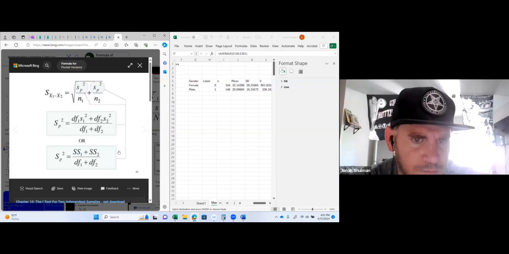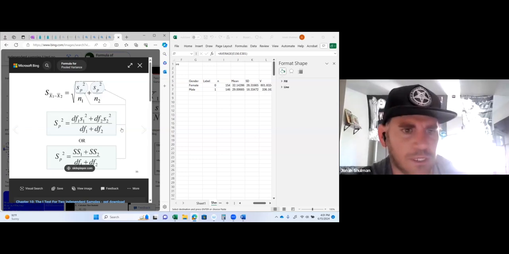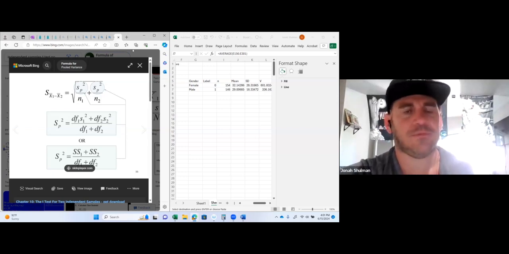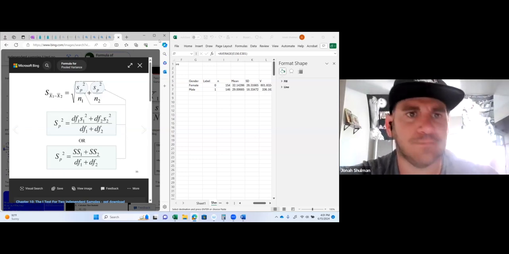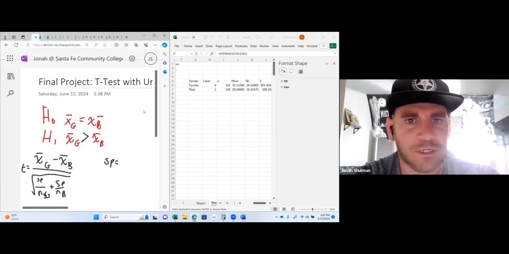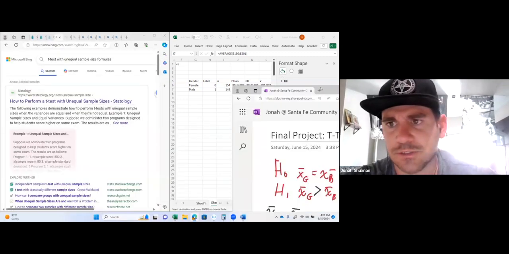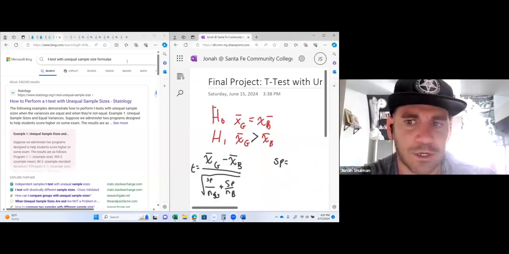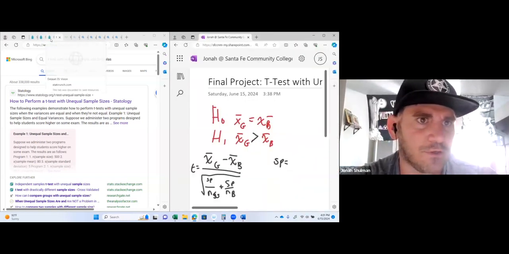Here we go. Degrees of freedom 1 times the variance of 1, plus degrees of freedom 2. Yeah, there we go. I like it. I knew I'd find a good picture. So here we go. We're going to use the computer at the end just to show that it's exactly the same, so don't worry, it's not too scary for you.